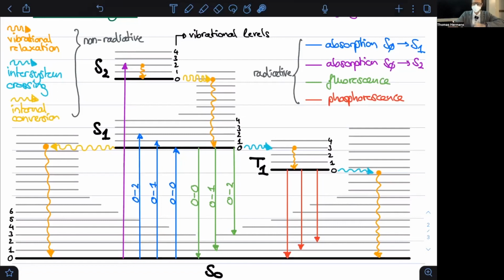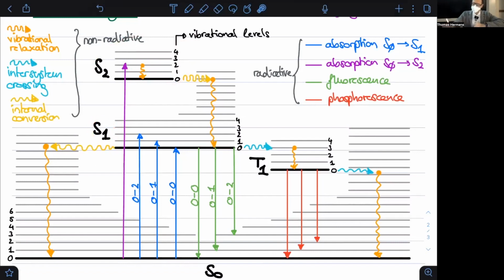So this is a relaxation from a higher vibrational level to the lowest vibrational level within that electronic state, right? So I have vibrational relaxation here. I can have that also in the first excited state. So for example, I have an electron that is here in this high vibrational state. It will very rapidly decay to the lowest vibrational level of that state of S1.